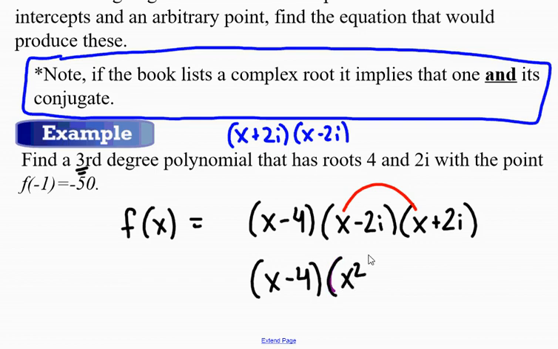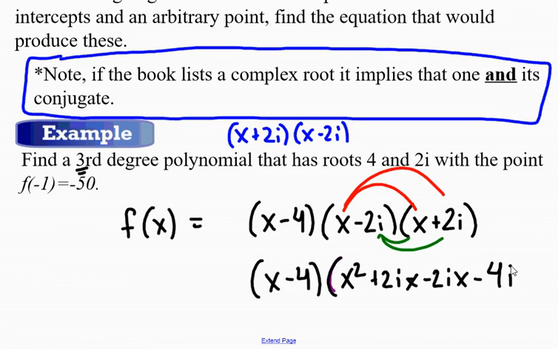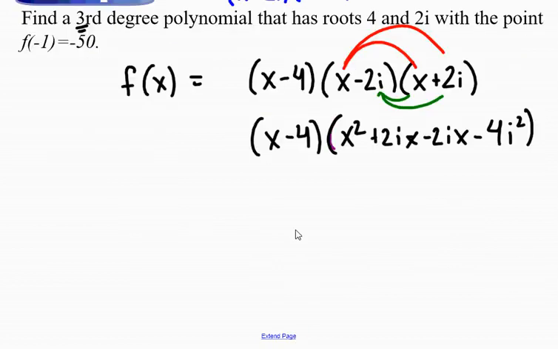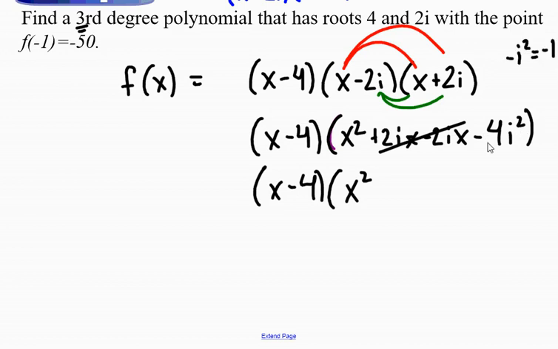x times x would be x squared. X times the 2i would be plus 2ix. Negative 2i times x would be minus 2ix. And then negative 2i times plus 2i would be minus 4i squared. I'd then get x minus 4. In here, these middle parts would cancel out, so I'd get x squared and then minus 4 times i squared. Recall i squared equals -1, so this is -4 times -1, so that'll be plus 4.